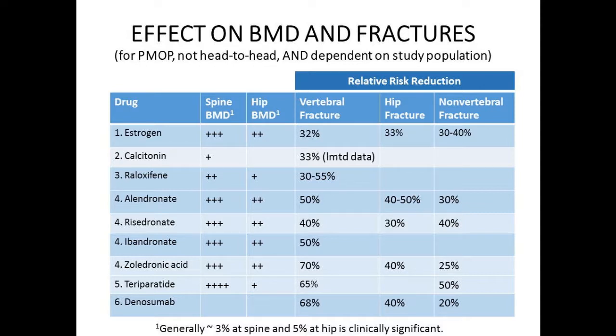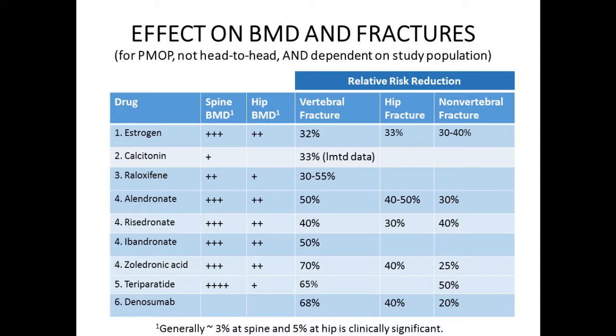That third column, non-vertebral fracture, is a little bit confusing for people who look through studies. It basically means everything that wasn't a vertebral fracture. So there's some hip thrown in, but there's also some wrist thrown in. There's some distal radius thrown in. So that's not quite as good an endpoint as hip fracture itself.